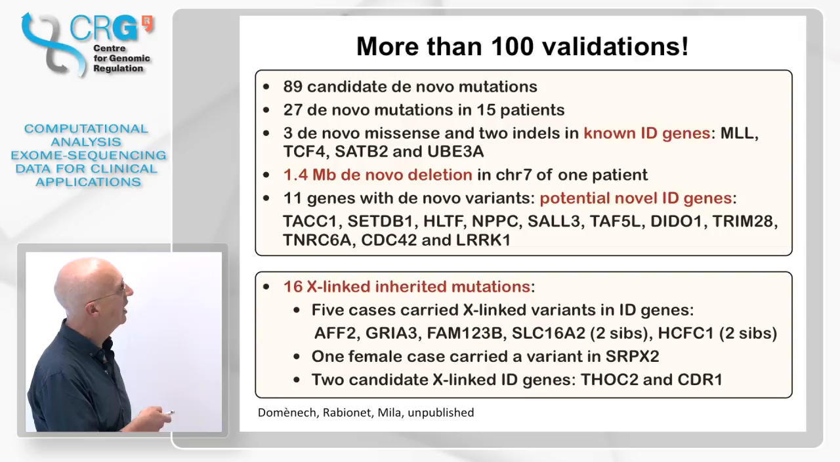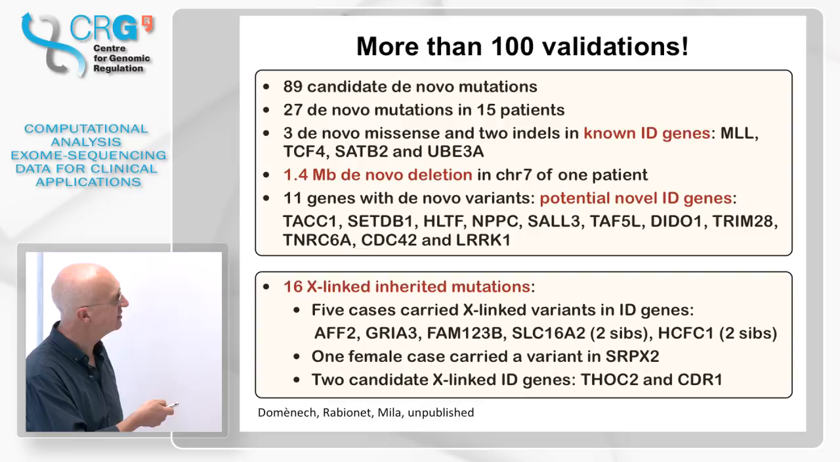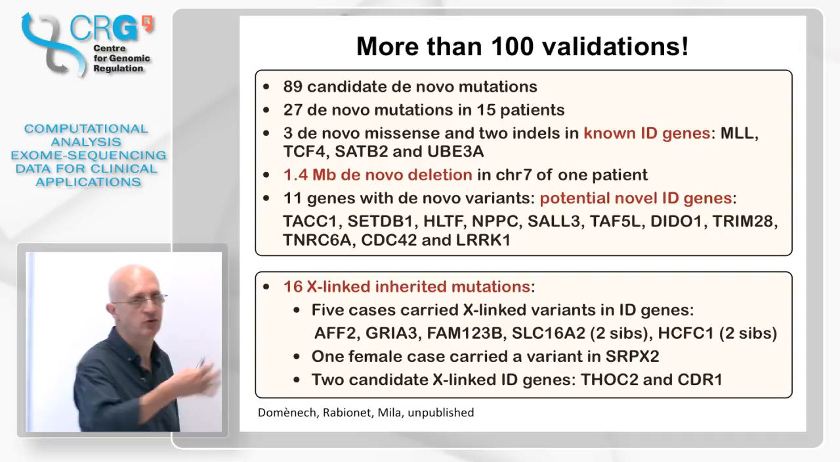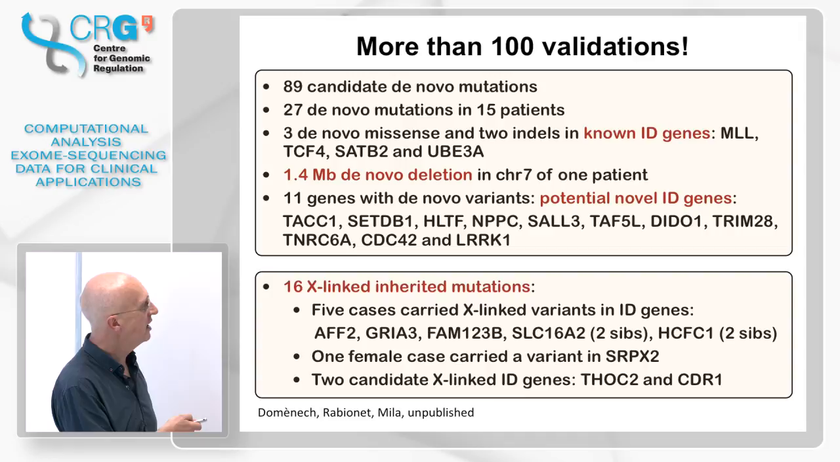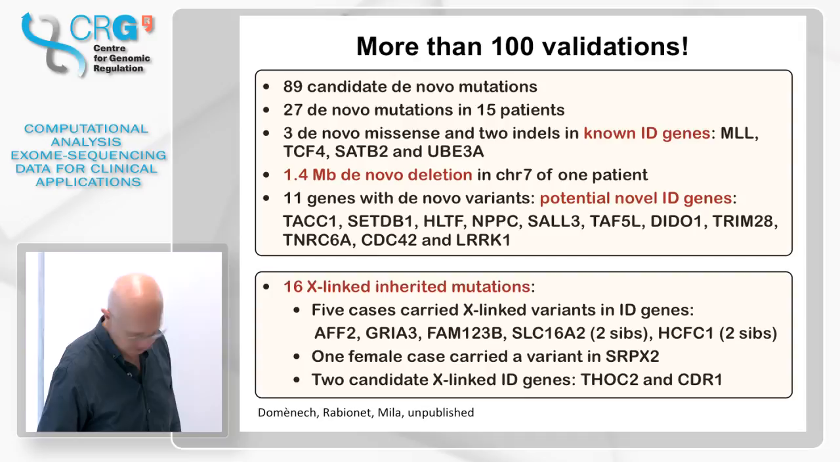There were de novo missense mutations and indels in already known genes involved in intellectual disability, which is a very good proof of concept that things are really working well. There were cases in which a deletion was identified, which in theory should have been excluded through cytogenetic analysis, but it was not the case, so we identified this one. And then there were new genes with de novo variants that were potential de novo intellectual disability genes. Some were segregating in an X-linked fashion.